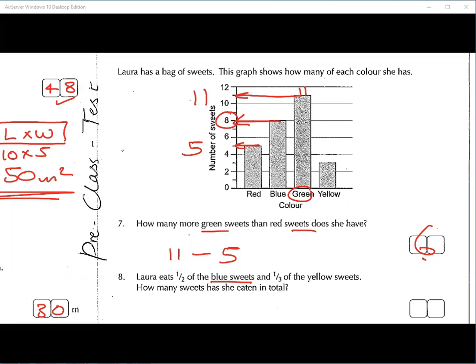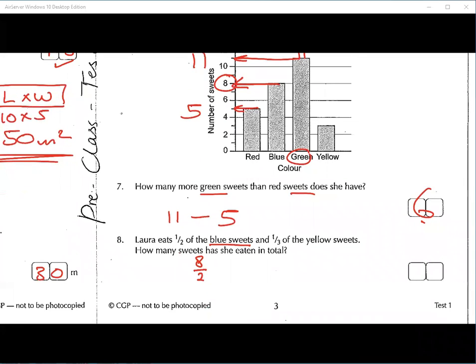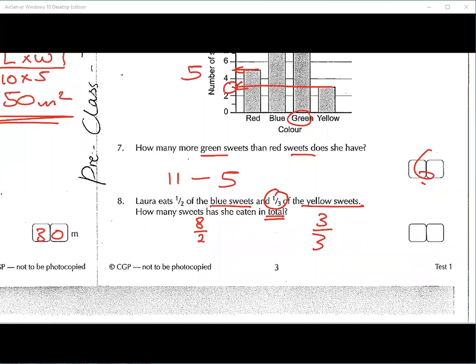8. And how do you work out half of 8? You divide it by 2. Okay, lovely. And how many yellow sweets were there? They were 3. And how do you work out a third of 3? You divide by 3. Lovely. And then what do you do next? And the total is 5.